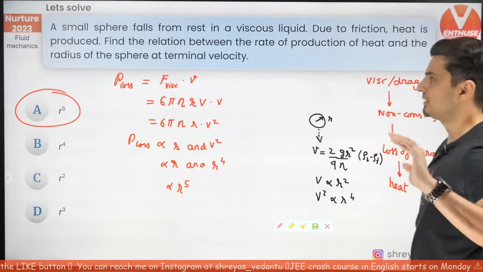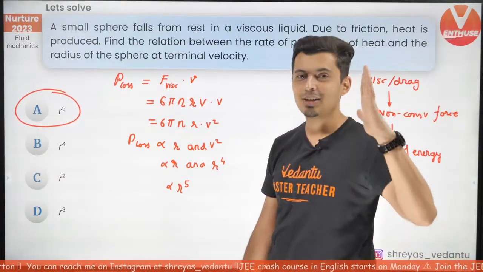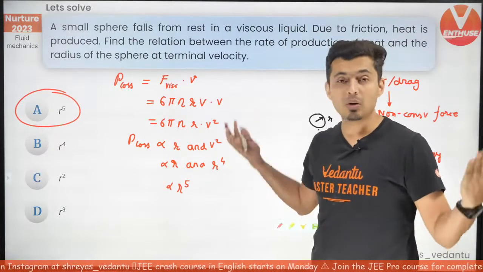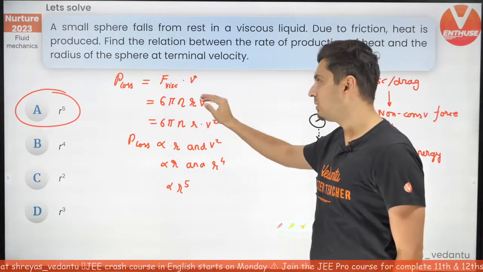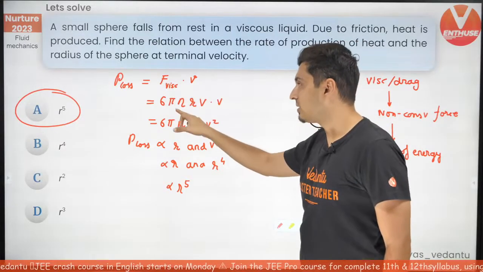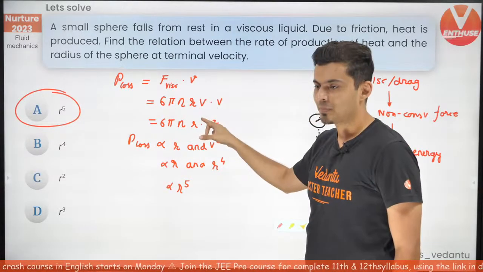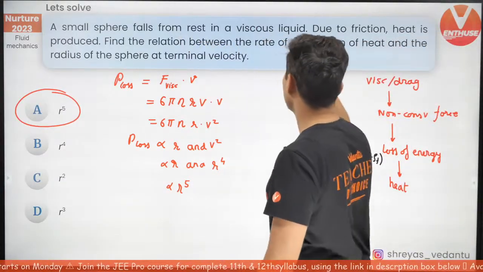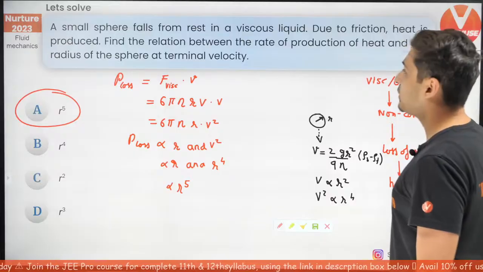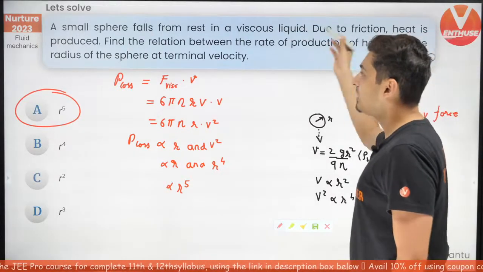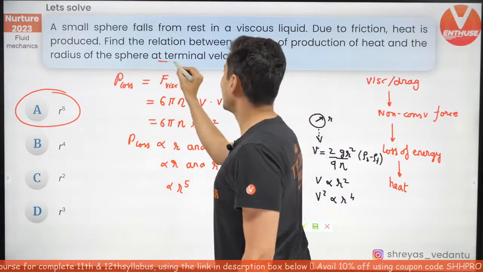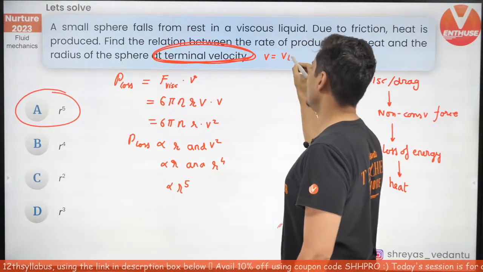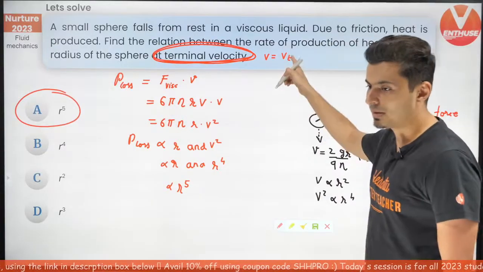So what has happened? The power formula from 11th standard, work power energy, we are using that. The rate at which heat will be lost will be only because of the drag force. Drag force into velocity. Use Stokes law, so 6 pi eta r v. Why is V equal to Vt? It's given. A small sphere falls from rest in a viscous fluid. Due to friction, heat is produced. Find the relationship between the radius and heat at terminal velocity. It's given, so that's why V is equal to Vt. Make sense?